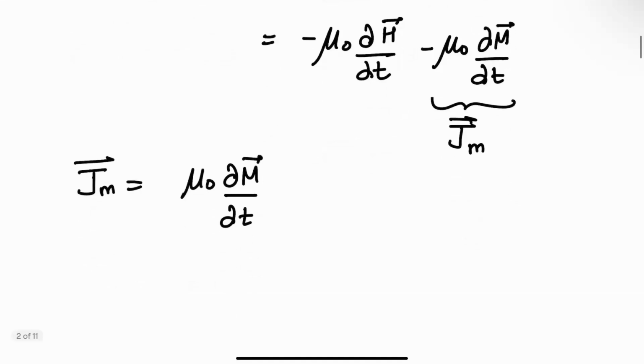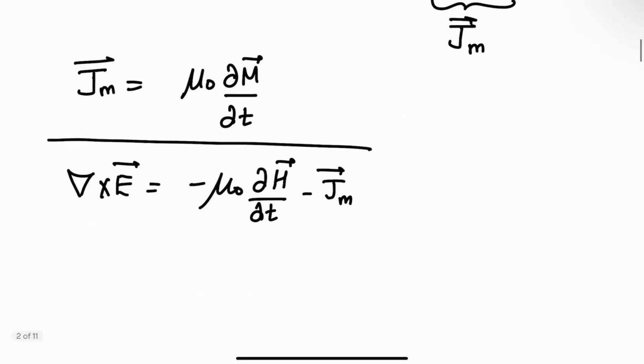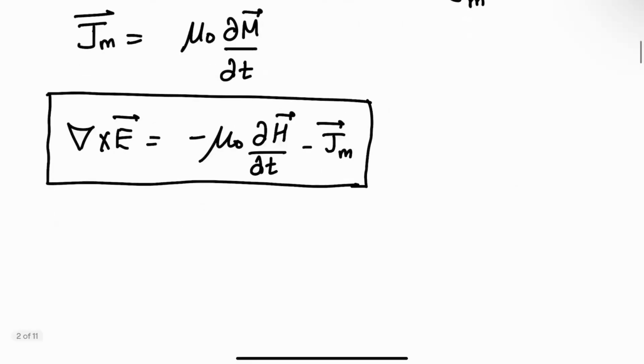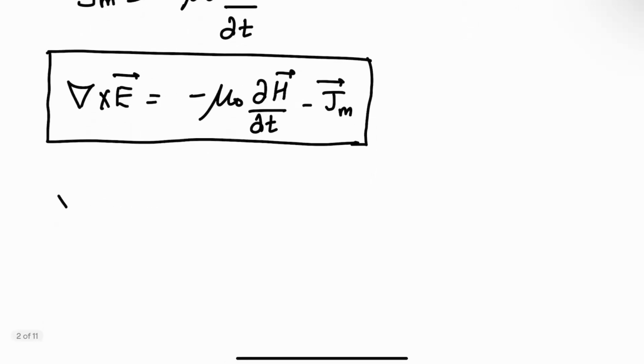With this definition, if I rewrite Faraday's law, it's curl of E equal to minus mu naught dH over dt minus J_M. This looks very similar to the modified Ampere's law, where you had curl of H equal to epsilon naught dE over dt plus J. We'll review that at the end, but we can do something similar for Gauss's law for magnetism.